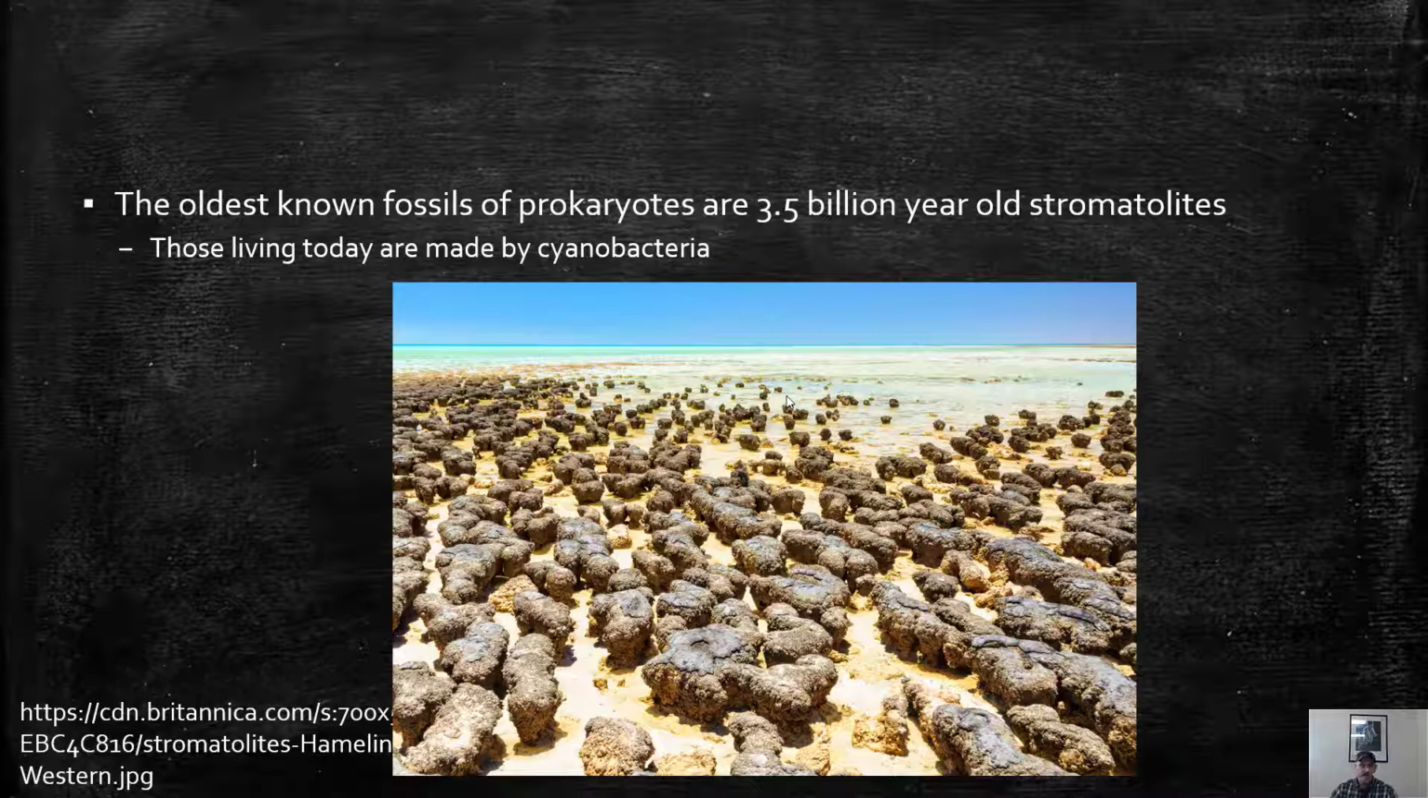But however it happened, we know that around 3.5 billion years ago, we have fossils called stromatolites on Earth. And stromatolites are basically rocks, layered rocks that are deposited by bacteria. And we even have them still around today, living bacteria that make stromatolites, like here in Australia, you can see them. And the ones that we have today are made by cyanobacteria. So that's what they look like today.